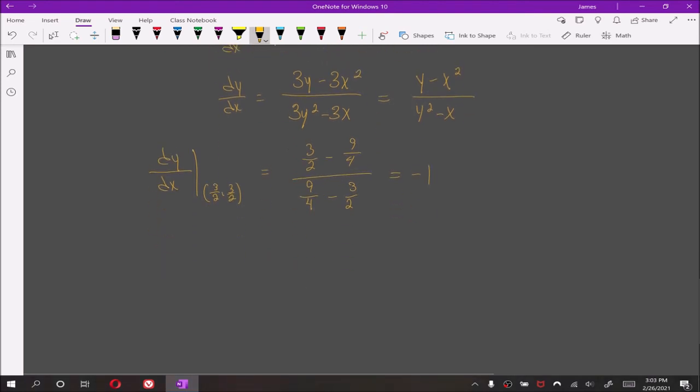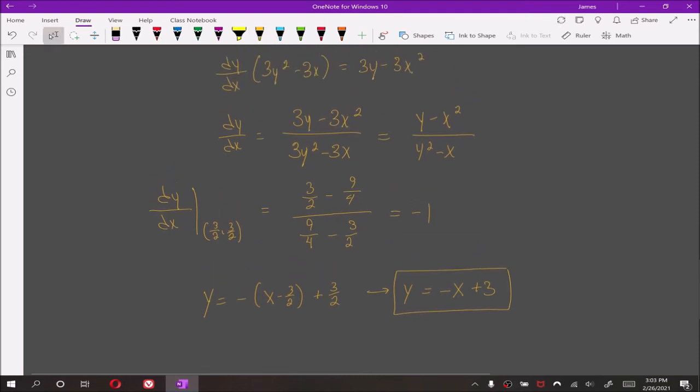Let's go ahead and now find the tangent line. So tangent line would be y equals negative 1 times (x minus 3/2) plus 3/2. And so we find the tangent line is y equals negative x plus 3. Now what this is saying is the slope at 3/2 of the Folium of Descartes is negative 1. Right? It's the line negative x plus 3.